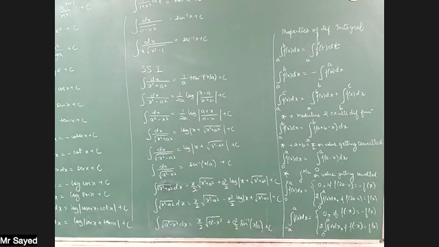Two cos c plus d upon 2 sin c minus d upon 2.